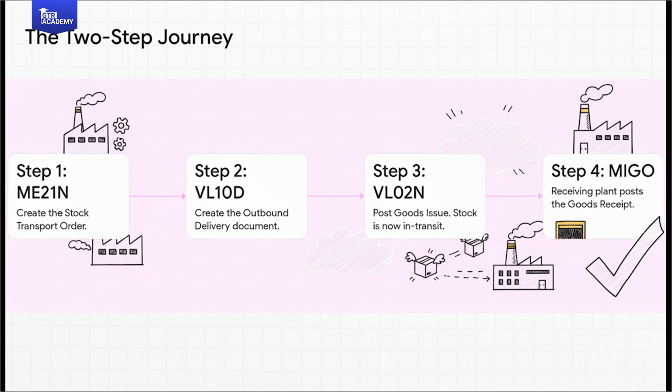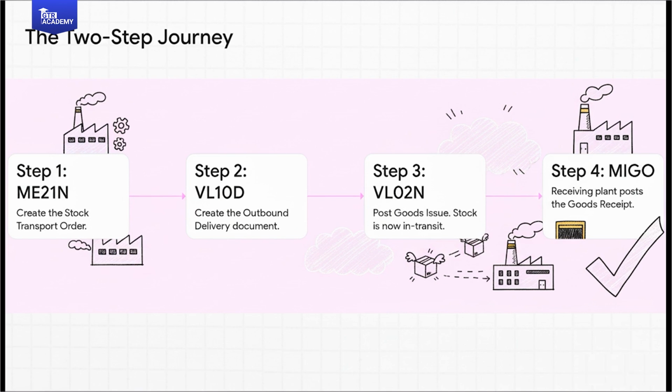Now, let's compare that to the two-step journey. The first 3 steps, exactly the same. You create the order, you create the delivery, you post the goods issue. But, and this is a big but, the journey is not over, not even close. The stock is now officially floating in that in-transit category. And this is so important because financially, the value of that inventory isn't at the sending plant and it's not at the receiving plant. It's literally on the truck, on your company's books.